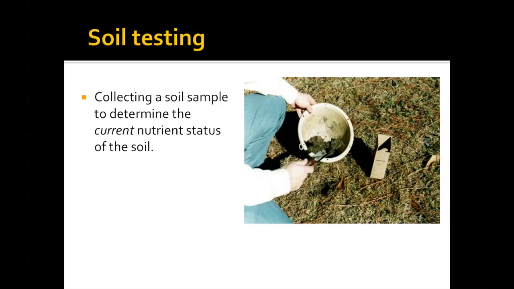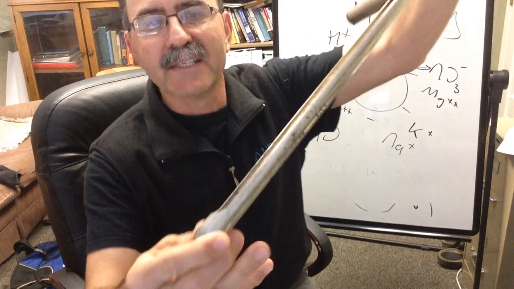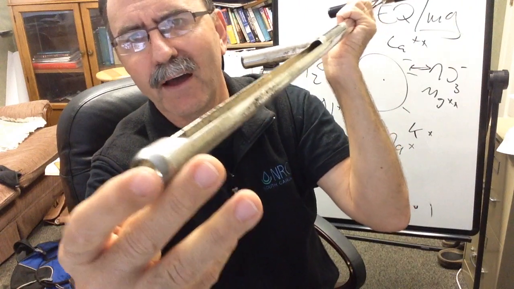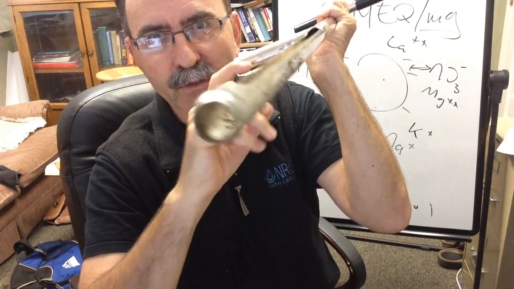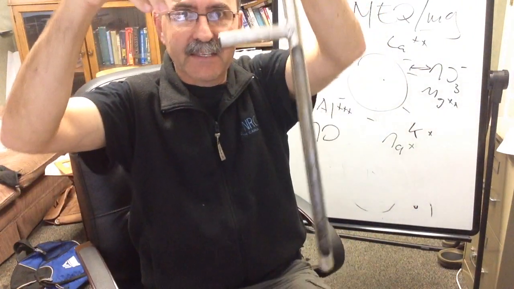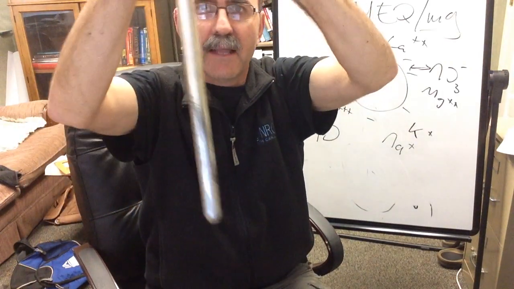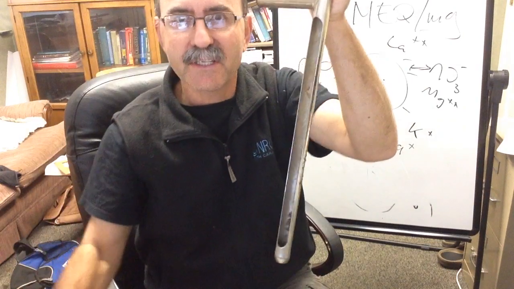So soil testing really, what you do is you go get a soil auger, and you can see that this soil auger has a hollow point. This is I think half inch in diameter. You stick it into the ground. This has got a step on it. You'll stick it into the ground and take out your sample.